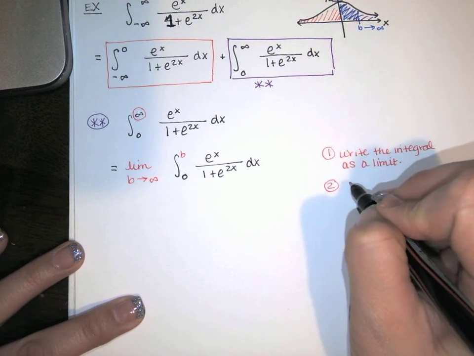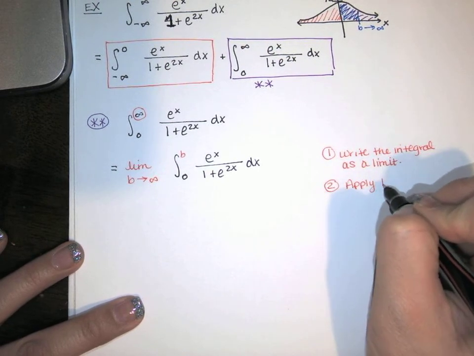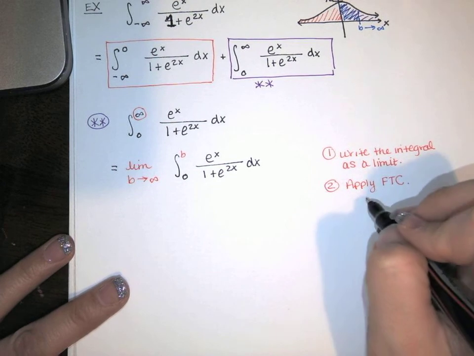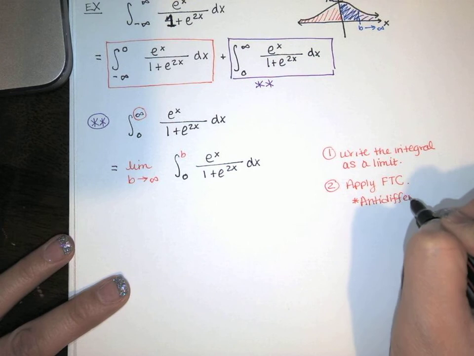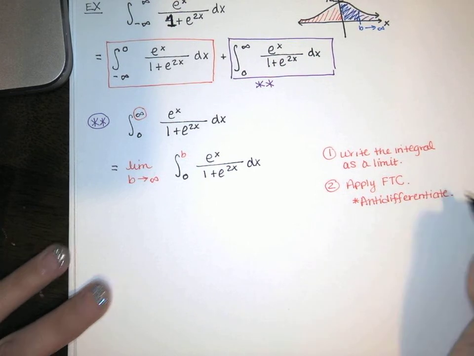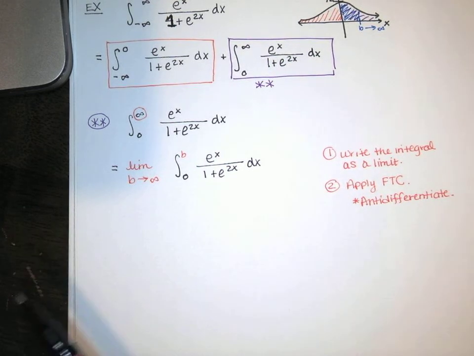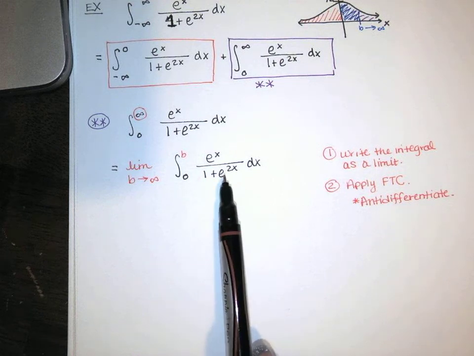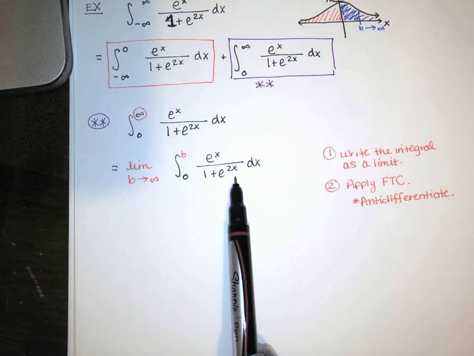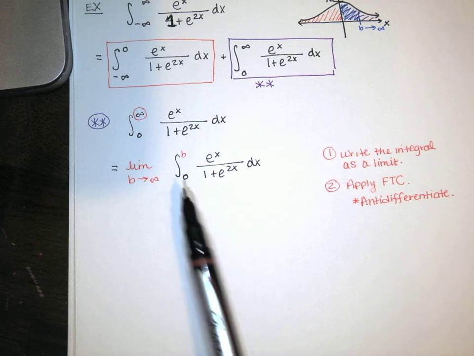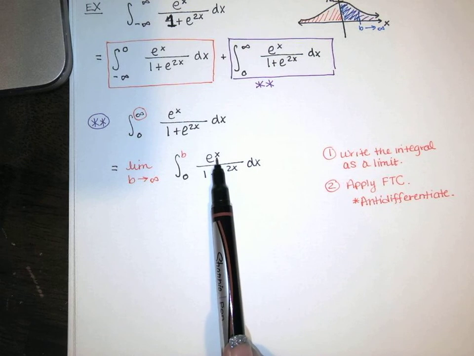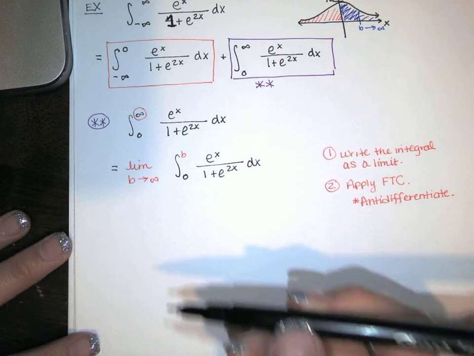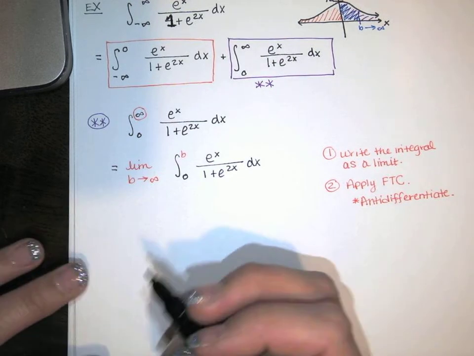So now I need to apply the fundamental theorem of calculus. The first thing I need to do is anti-differentiate this function. And it's not 100% obvious what to do. We've got an e to the 2x here. So if I let u be the denominator, the derivative of 1 plus e to the 2x is 2 e to the 2x. And I don't have an e to the 2x up here. I only have an e to the x. But if I use a little bit of algebra, I can rewrite this, and we'll be able to do a u-substitution.